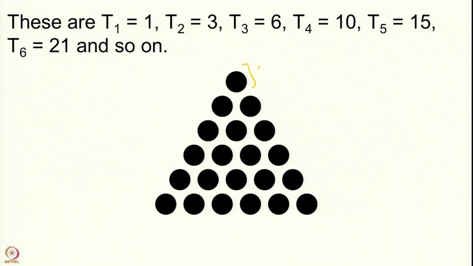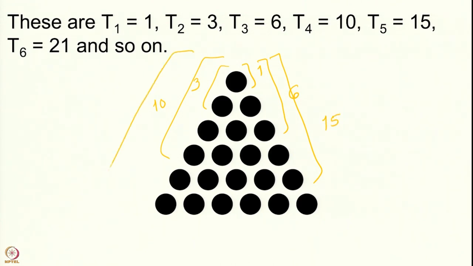Here we see that this number is 1. If you just consider only one dot, a single triangle with side equal to 1. If you consider this triangle, you have 3 elements. Here there are 6 elements. Here there are 10. Here there are 15. And finally, you have 21 elements.